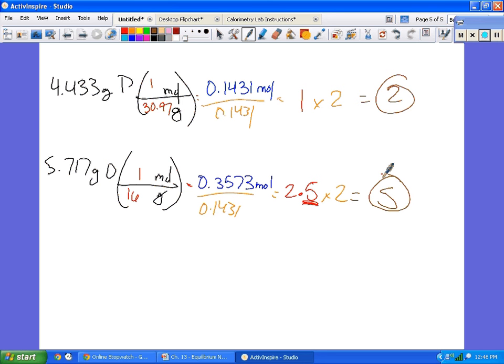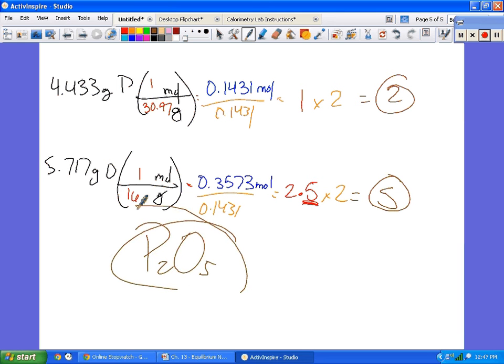Okay? Yes, it can be an even whole number, yes. Now, 2 and 5, that's not our answer, right? What do we want? We want a formula. Okay, P2O5, very good. P2O5.